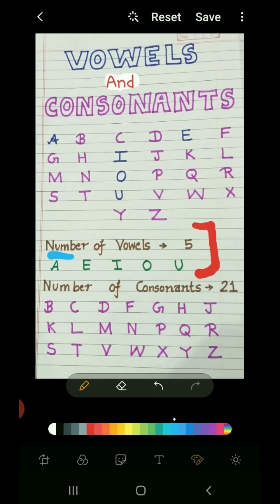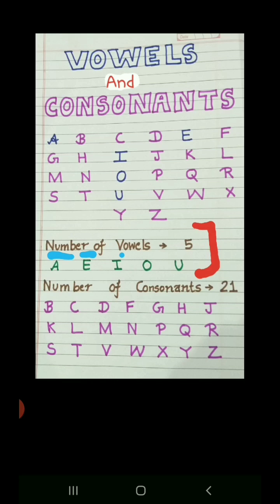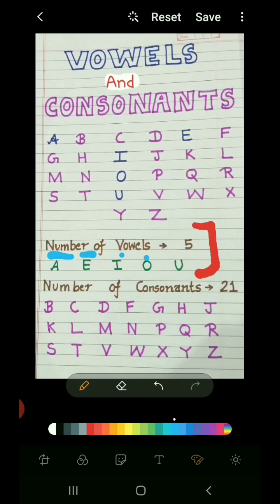A, E, I, O, U. So, these are our vowels. What is the number of vowels? 5. Okay, there are 5 vowels in the alphabet. And what are they? A, E, I, O, U.